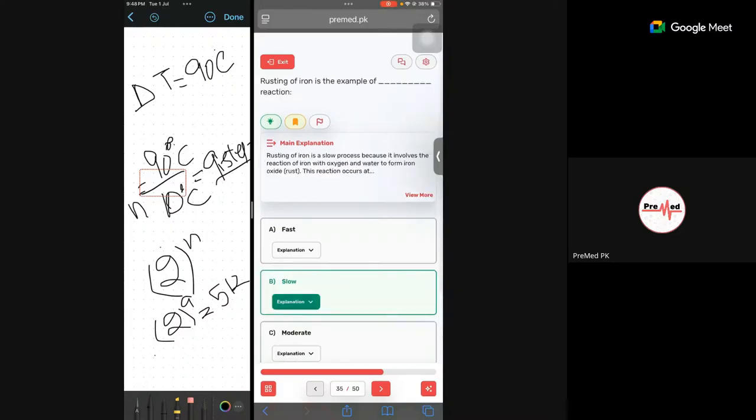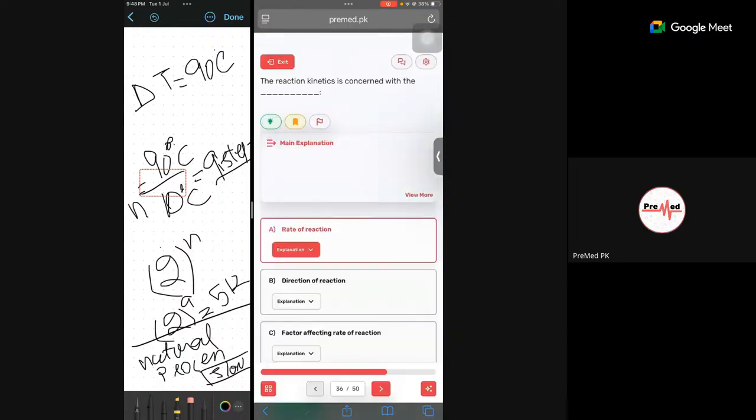Next is: rusting of iron is an example of what? Well, all natural processes are slow processes. Like we see, the ripening of fruits is also a slow process. So all natural processes are slow processes, and artificial processes are faster processes.